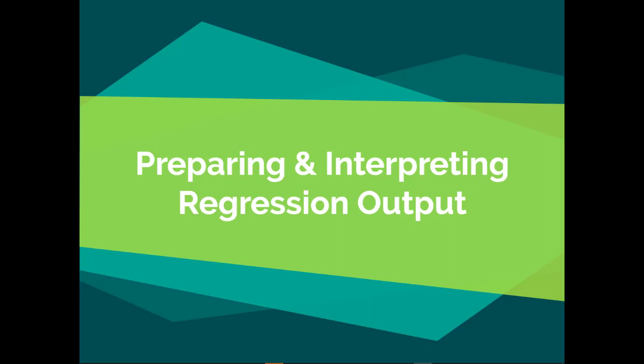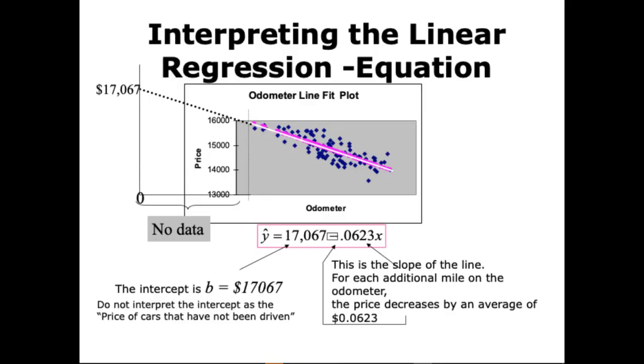But the best part is we will be preparing and interpreting regression output. Yay! So in the last few lectures, we have emphasized things like plotting points, interpreting the equation of a line, looking at scatterplots, where the independent variable is and where the dependent variable is. And in the last lecture, we discussed the line of best fit. The line of best fit is created in a way to minimize the residuals as much as possible.